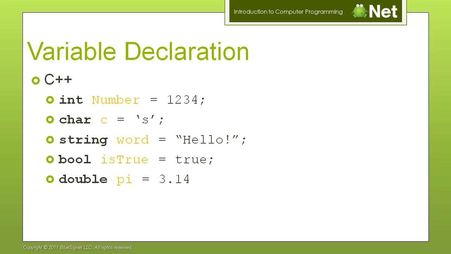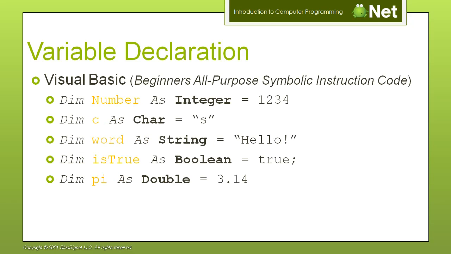In some languages, you would actually have a 0 or a 1 value. In most languages, you can just say true or say false. Double pi equals 3.14. So let's take a look at these exact same variable declarations in a language called Visual Basic.